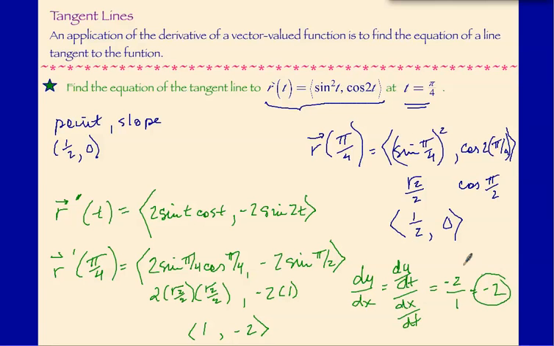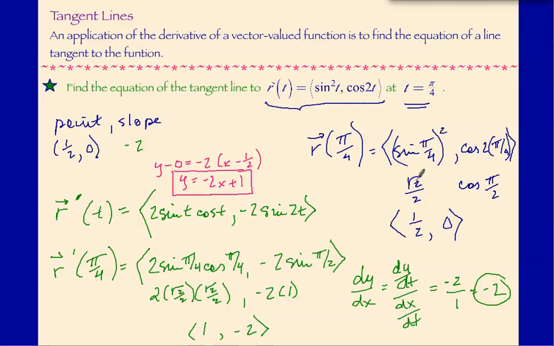So here's our slope, and here's our point. Negative 2 is our slope. So I will find a space here in the middle. We will do y minus 0 is equal to negative 2 times x minus 1/2 to write our equation of a tangent line, which is y equals negative 2x plus 1. And there you have it.